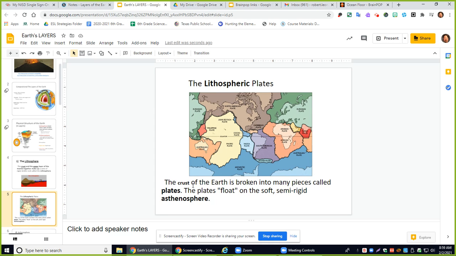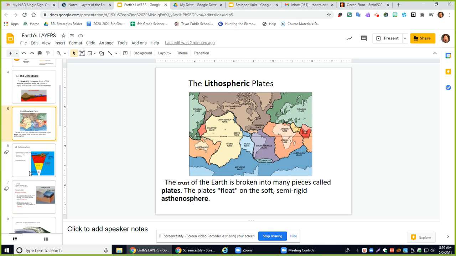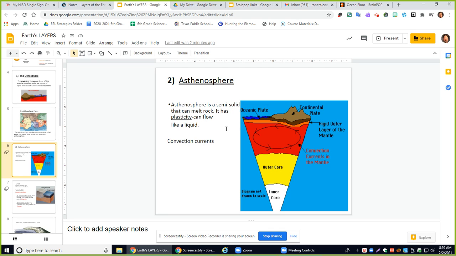The lithosphere is broken into tectonic plates. These plates float on a soft, semi-rigid asthenosphere. All right. So again, you can think of the lithosphere as floating on top of the asthenosphere because it's less dense. Things that are less dense float, and the asthenosphere is a semi-solid. And the theory is that is why the tectonic plates are moving. Okay, the asthenosphere is a semi-solid that can melt rock. It has plasticity, is the name of it, and can flow like a liquid.